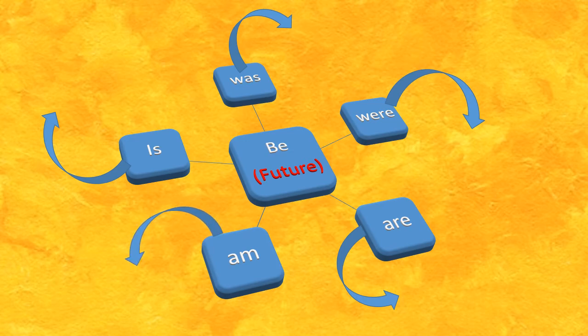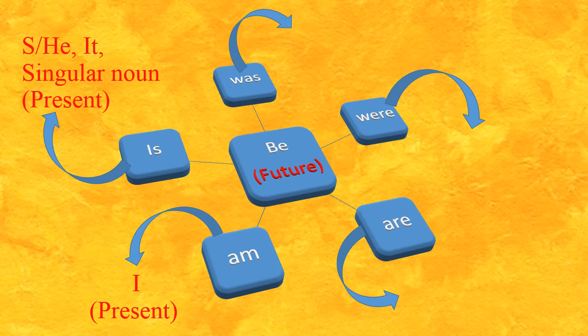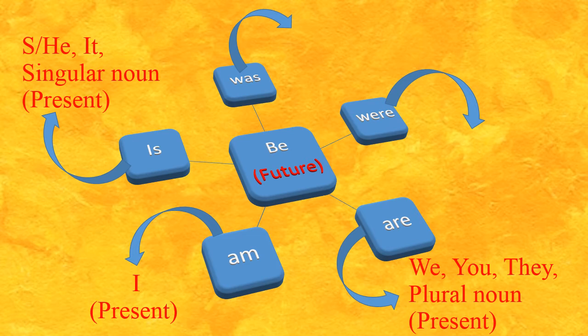Am. It is used with the pronoun I. Is. Is always used with he, she, it or a singular noun, for example, the name of a person like Ria. Are. Are is always used with we, you, they or a plural noun, for example, students.